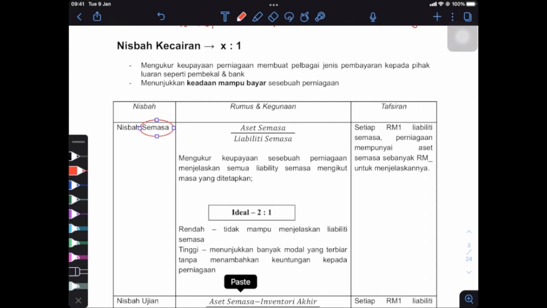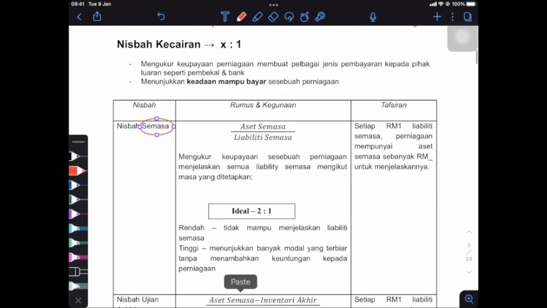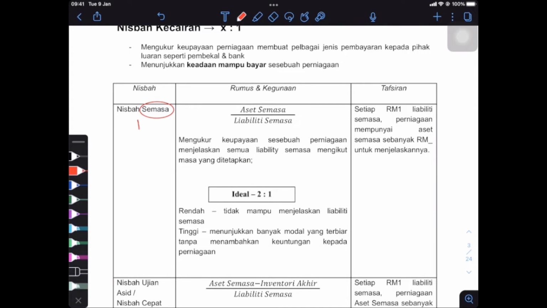Or you can also understand it as a temporary stuff. So the value of this asset and liability in your business is actually temporary. It will change within 1 year. This is why we call it current. Nisbah semasa, asset semasa, and liability semasa, right? Yep. So these two combined together, we have nisbah semasa. So nisbah semasa is actually very similar to the term modal kerja.